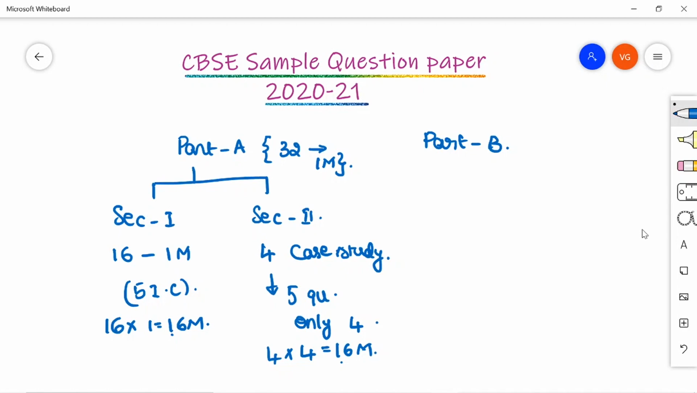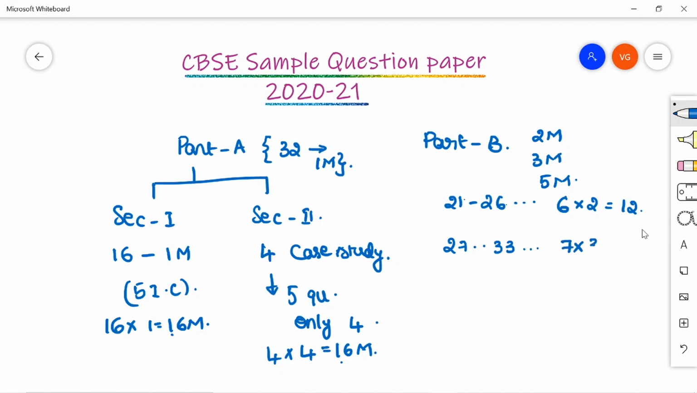Then part B, it's a combination of 2 mark, 3 mark and 5 mark long answer questions. Question number 21 to 26, there are totally 6 2 mark questions. So 6 into 2, 12 marks. Then question number 27 to 33, totally you have 7 questions, 3 mark questions, 7 threes, 21. Then 33 to 36, that is 3 questions are of 5 marks. Totally you will get 15 marks here.